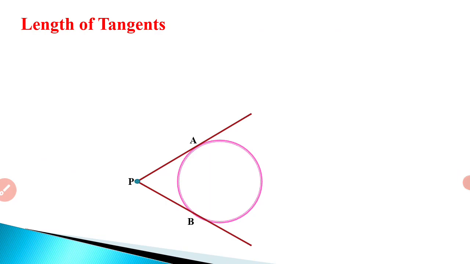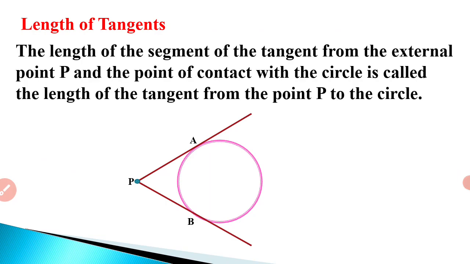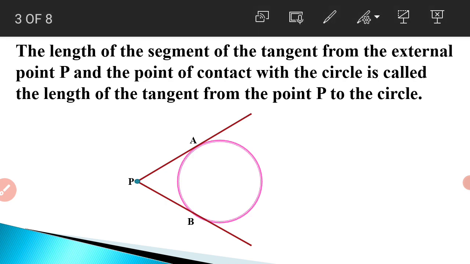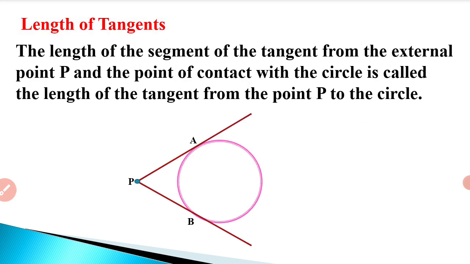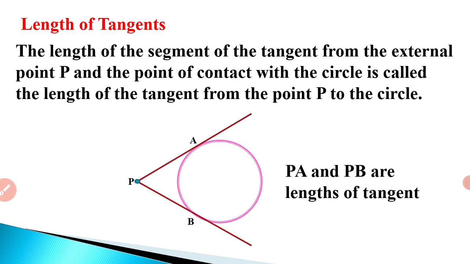Here we are going to talk about the length of the tangents. The length of the segment of the tangent between the external point P and the point of contact with the circle, that means from P to A or from P to B, is called the length of the tangent. In this figure, PA and PB are the lengths of the tangents.